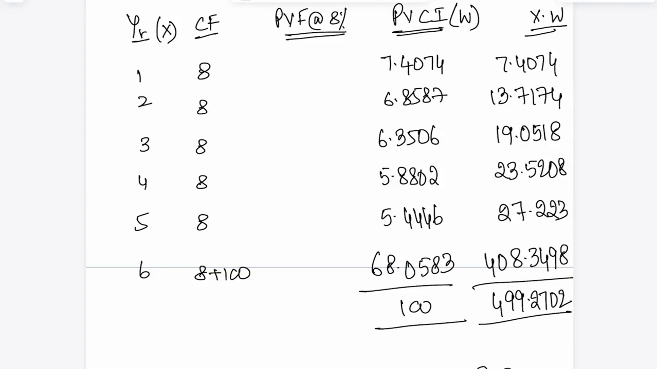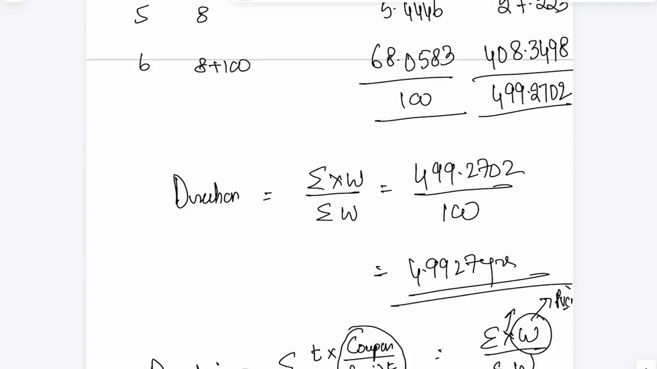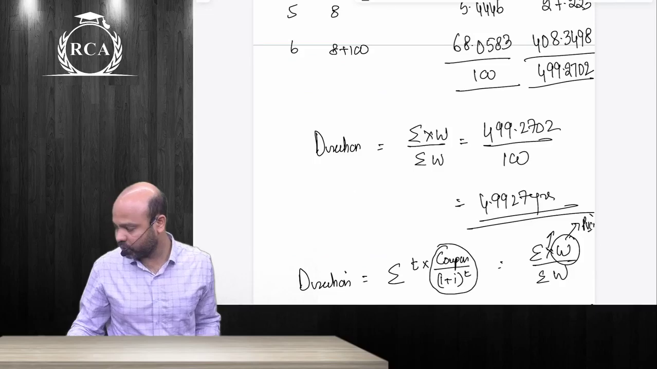499.2702 divided by 100 rupees, that becomes 4.9927 years. You write duration beta in terms of number of years. We are trying to compute the time period over which we should remain invested. Time period is a variable here. So 4.9927 years is the time period over which we should remain invested in this bond. Are we clear about this? Any doubt in this?